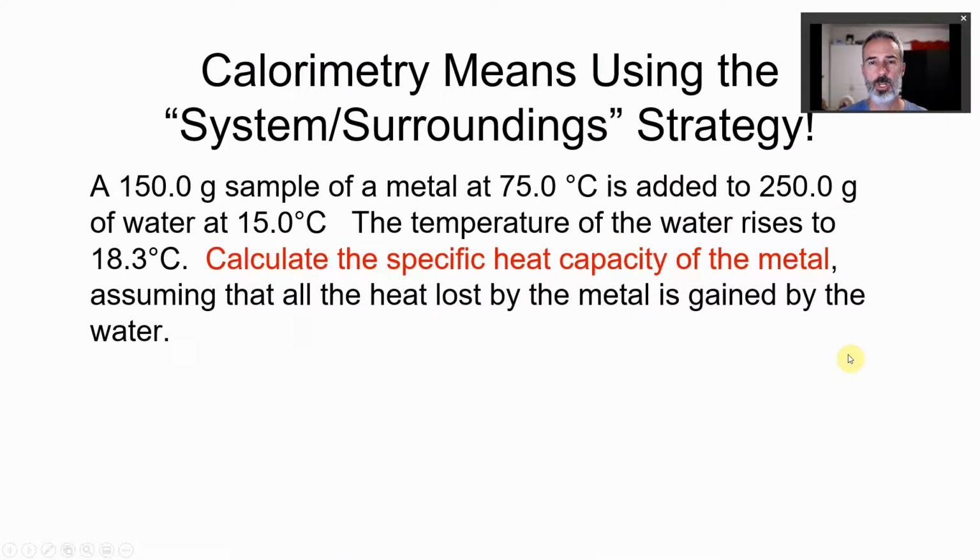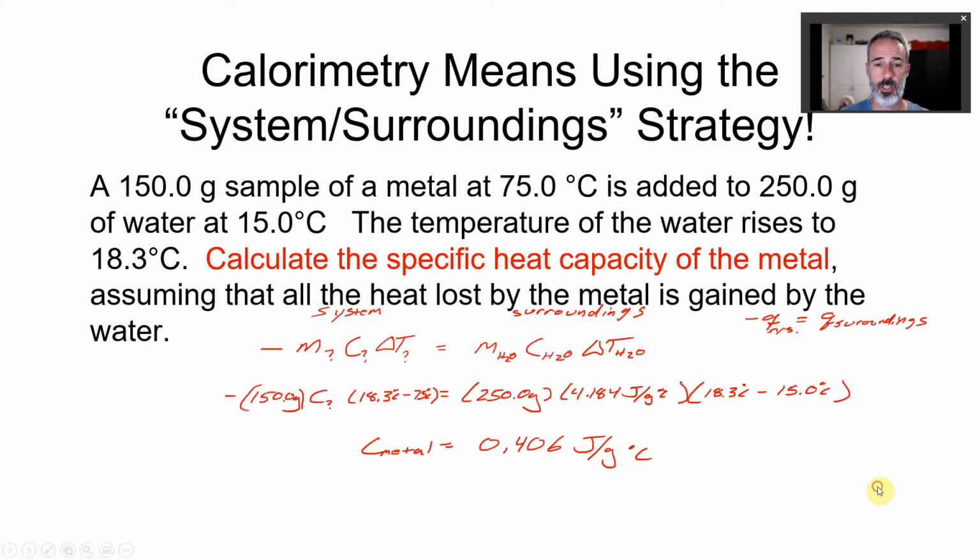All right, let's do one last one, which has to do with calorimetry. So you can read the question here. I want you to calculate the specific heat of the metal. Okay, I'm going to use the system and surrounding strategy. I'm not going to list my data because I'm going to set the equations equal to each other. But remember, the key is you've got to have this negative sign in here because the heat absorbed by the water is the heat lost by the system. So you have to have a negative sign in front of that one.